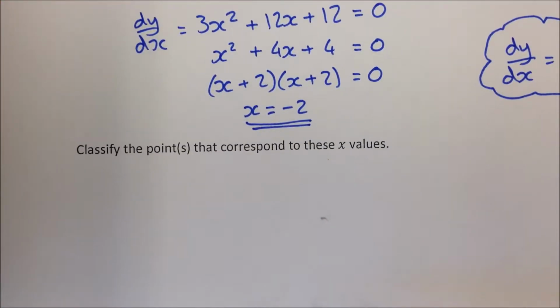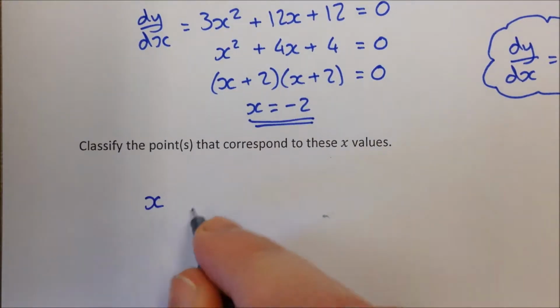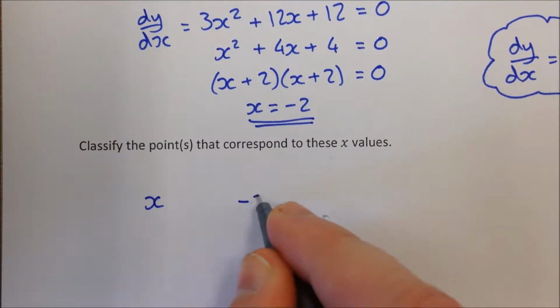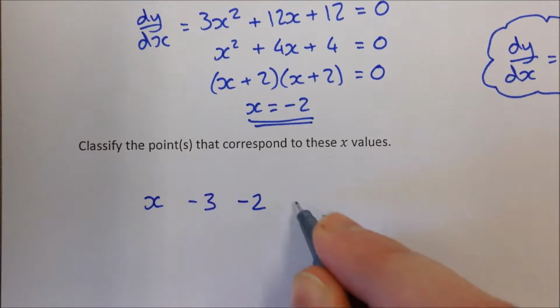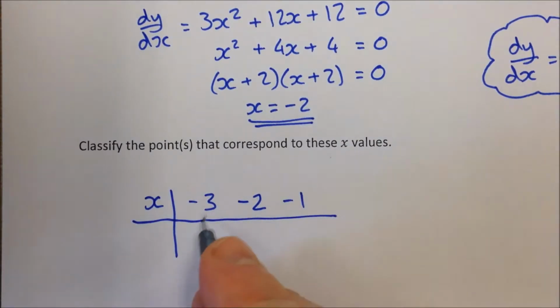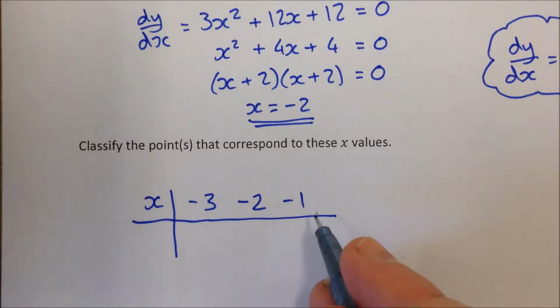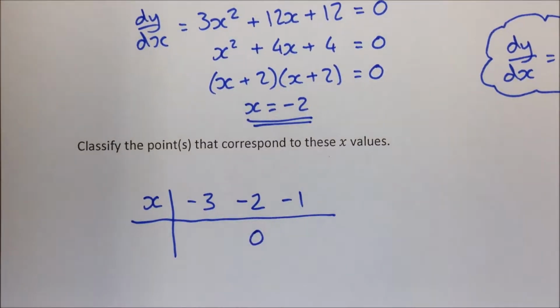Classify the points that correspond to these x values. Right, so we write down negative 2, and we want 2 surrounding values. So I'm going to pick negative 3 and negative 1. I could have picked any number to the left of negative 2, and any number to the right of negative 2. But those values will do fine.